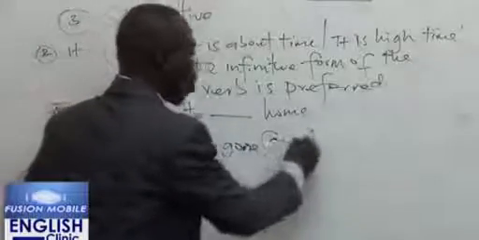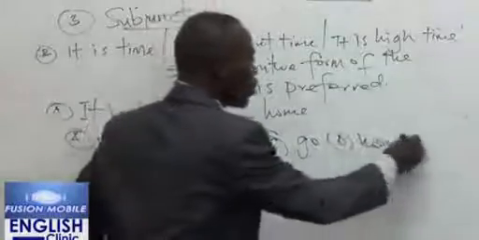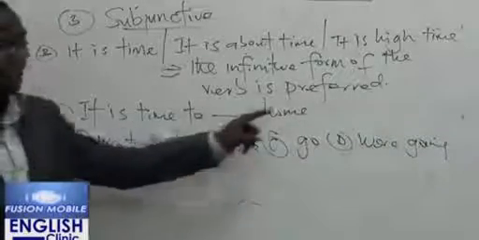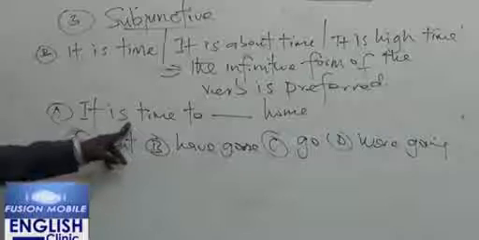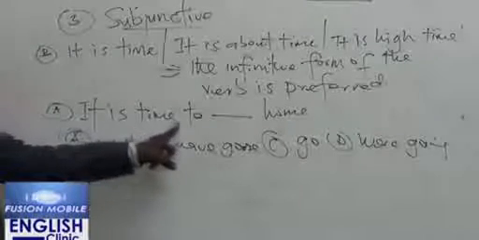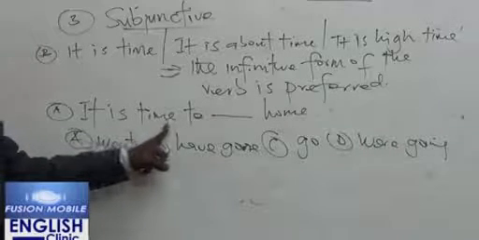C, go. And D, were going. It is time to dash home. Now, what is different in this sentence from the first one we looked at is that after the time here, there is no subject.